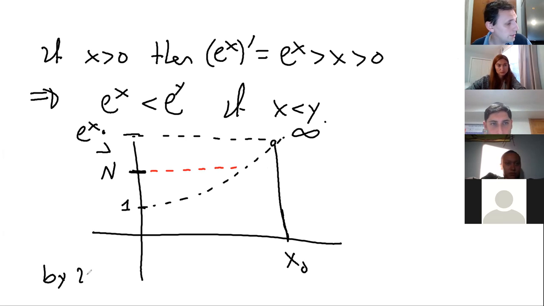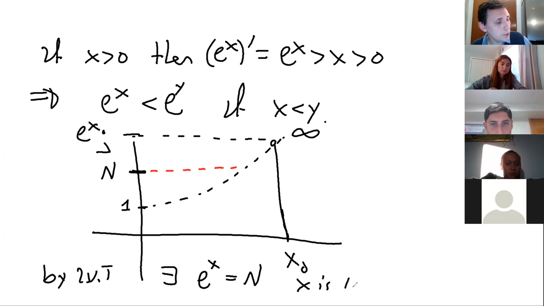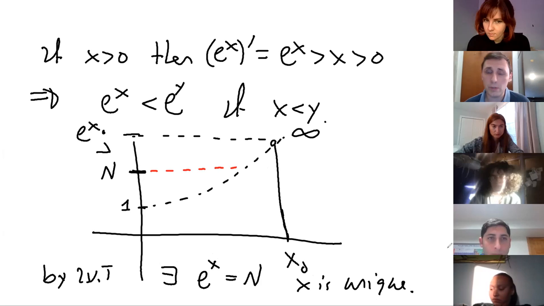So that now is the intermediate value theorem. By intermediate value theorem, there exists a solution x where this is equal to n, and this x is unique. Take a moment to understand it. If the function is differentiable, it's continuous.